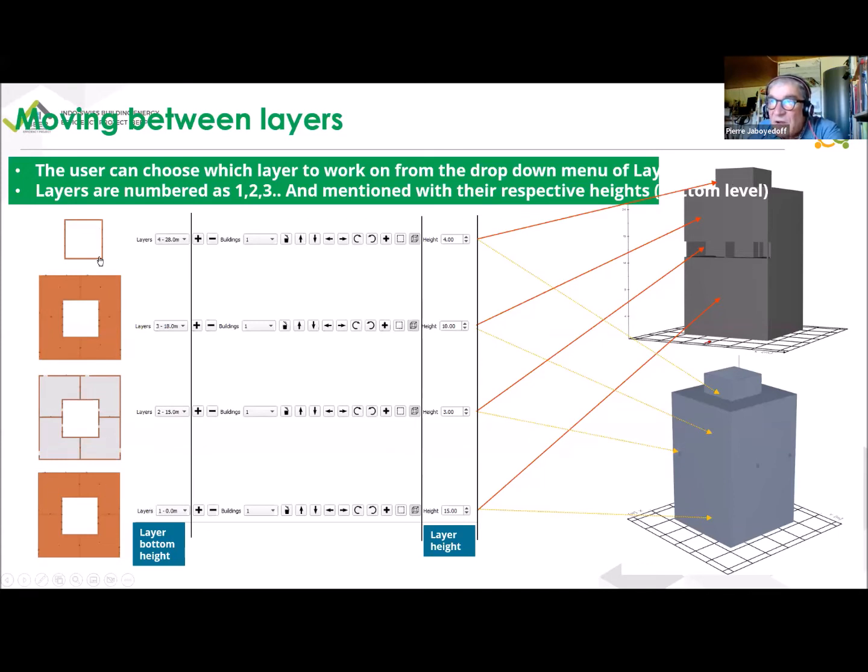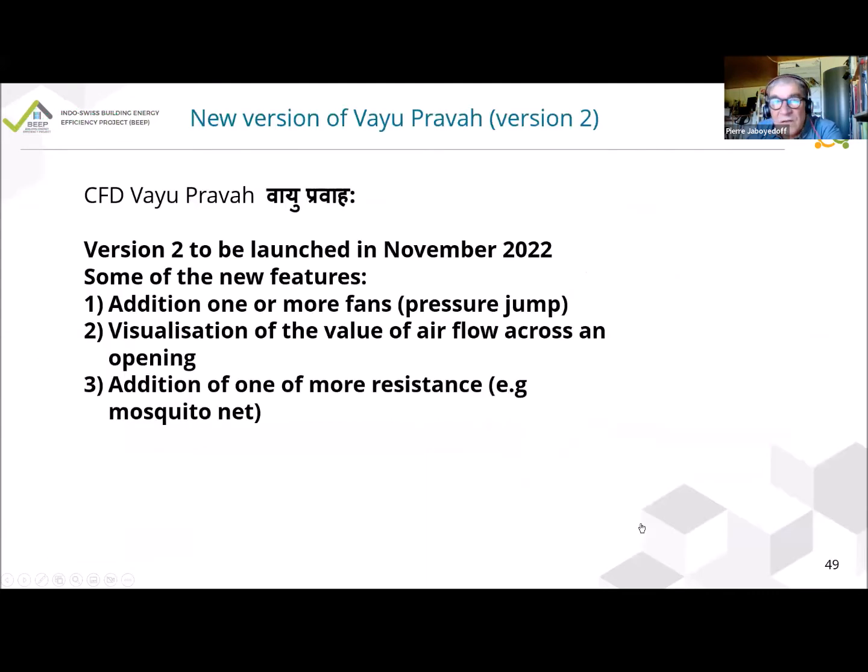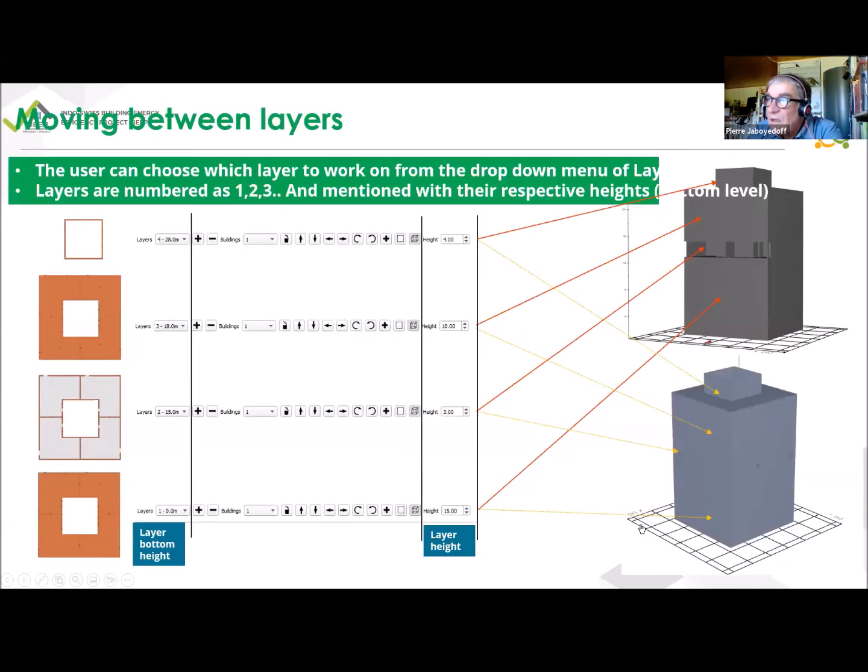So these are the four DXF files you need to add layer by layer. And then after that, you can run this and see the influence.